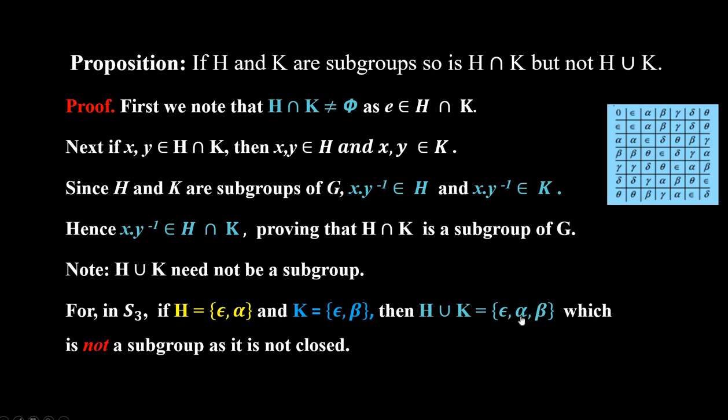Why? When we consider alpha with alpha, epsilon is present. Beta with beta, epsilon is present. But alpha with beta, it is delta that is not present in the collection. And similarly, when you consider beta with alpha, it is theta that is also not present. So closure fails. So by the criterion for any non-empty subset to be a subgroup, we cannot have H union K to be a subgroup because closure fails.